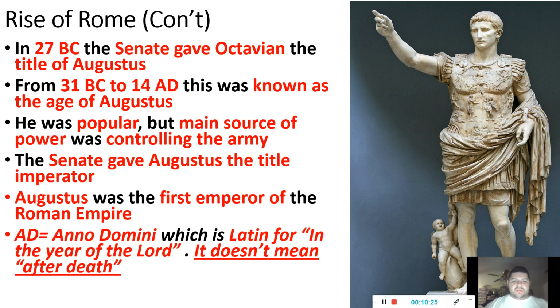Augustus was very popular to the Roman people. But the thing is, his main source of power came from the army. Because they basically just ran over everybody, and they were a force to reckon with. They were a juggernaut. Now, the Senate, as time went on, they're like, man, this guy's awesome. They gave him the title of Imperator. Now, that sounds a lot like another word. Imperator. Emperor. So Augustus is the first emperor of the Roman Empire.